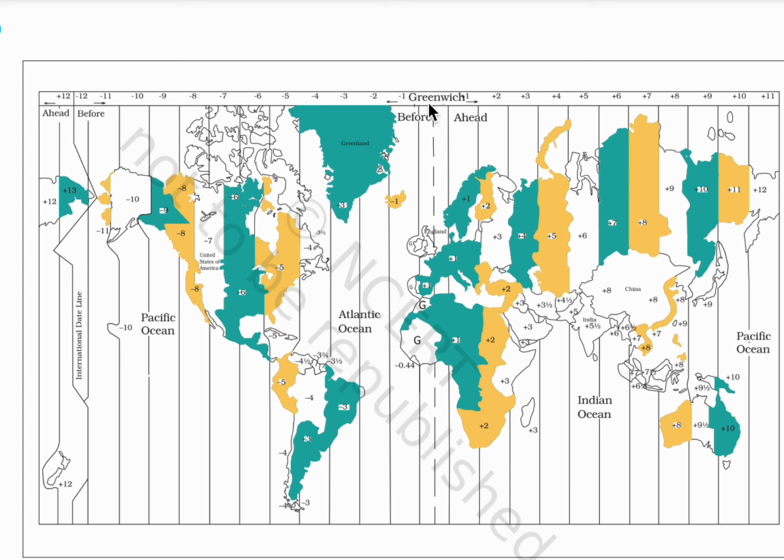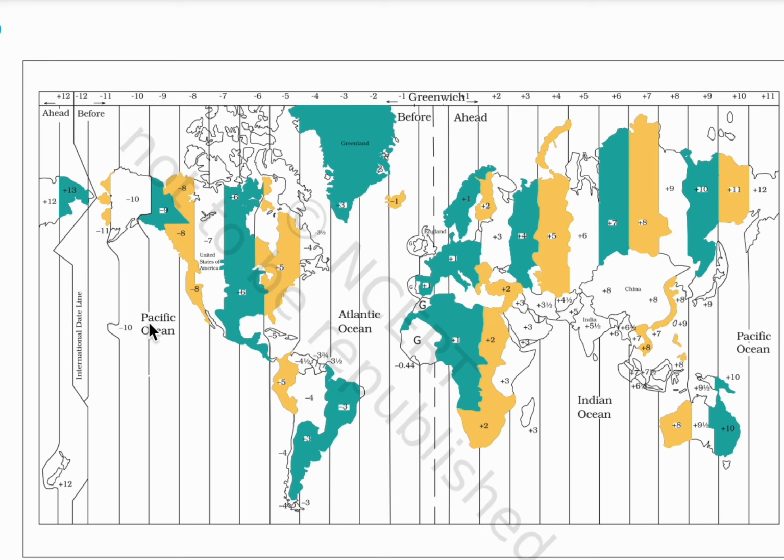Here, G is Greenwich. Those which are located east of Greenwich are ahead of time. You can see in the lines here, +2, +3 are mentioned, +4.5, +5, +8 are mentioned. These areas are ahead of Greenwich time, and the areas west of Greenwich are behind Greenwich time.